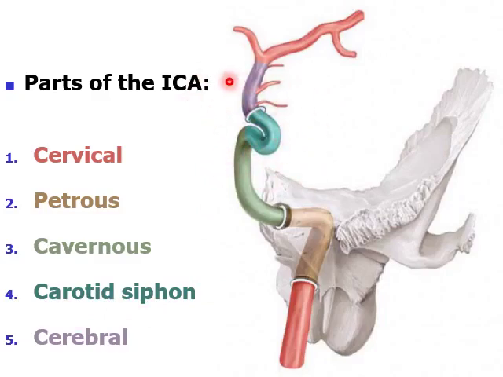This is a radiological finding that you might see if you are looking at the arteries of the cranial cavity, and the last part of the internal carotid would be the cranial part or the cerebral part inside the cranial cavity. So we are having a cervical, a petrous, a cavernous, and a cerebral part, and between the cavernous and the cerebral part we've got a twist in the path of the internal carotid. This is called the carotid siphon.